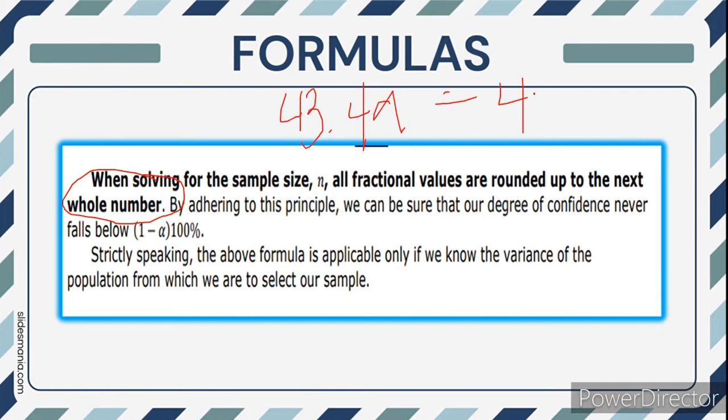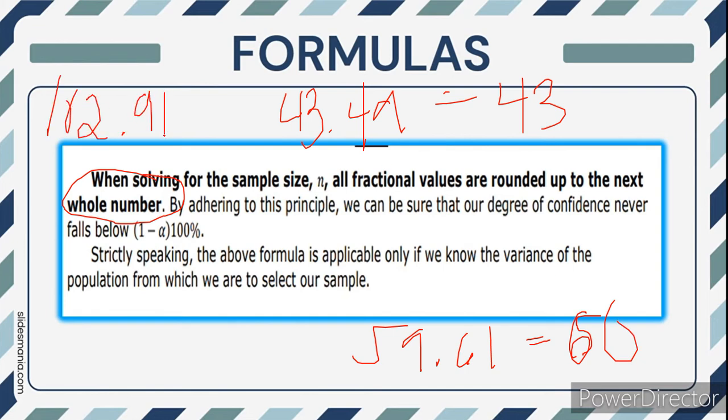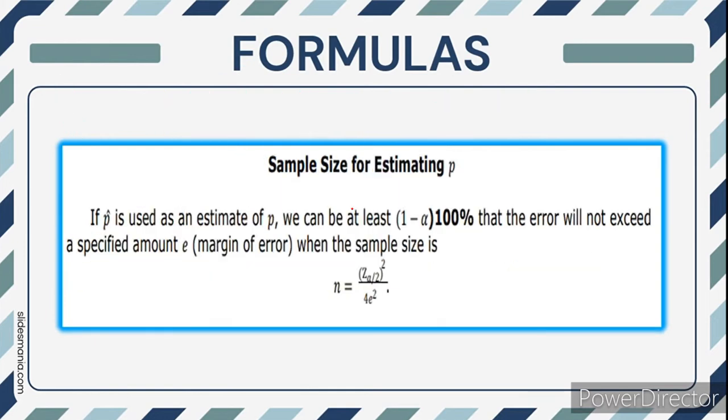For example, 43.49, your answer should be 44. If 59.61, your answer should be 60. If your answer is 102.91, your answer should be 103. Kasi nga, whole number po palagi ang aking tatanggapin na sagot. So, wala akong makikitang sagot na decimal po.